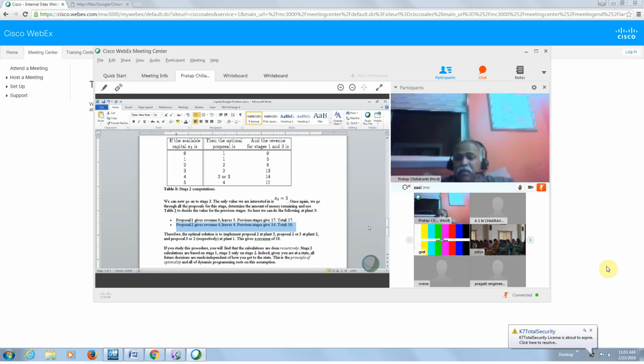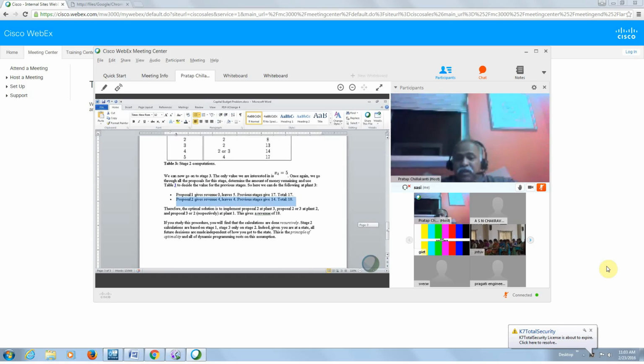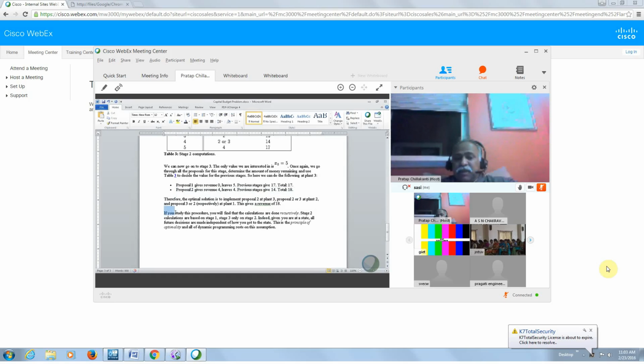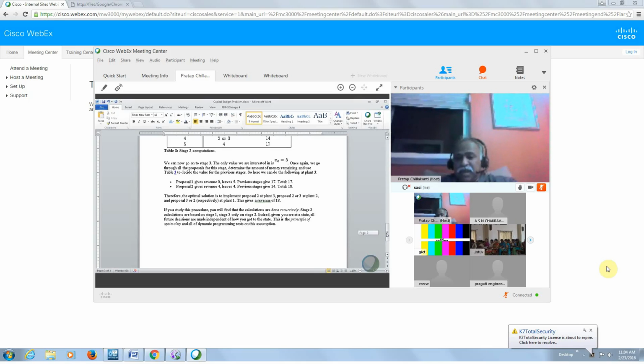Now remember, I used the word recursion. So you are in a sense doing that, right? You are keeping track of the previous state. You are recursively going back and updating the table there. So stage 2 calculations are based on stage 1, and stage 3 only on stage 2. So that is what is also known as the principle of optimality. I kind of defined some of these things in the first lecture on dynamic programming. You can go review the slides.